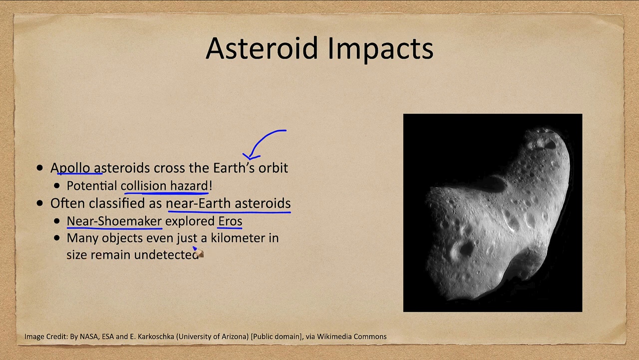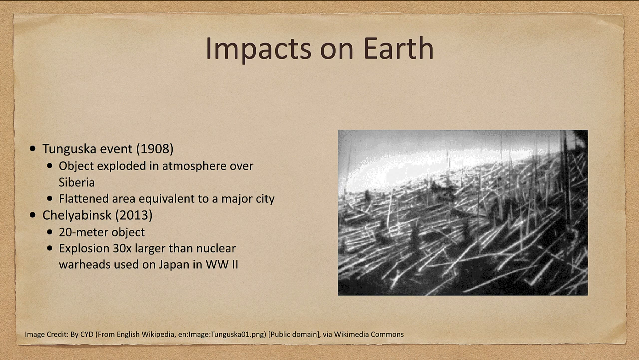But there are many objects, even just a kilometer in size, that remain undetected. And remember that even something a kilometer in size could do very significant local damage to the Earth if it were to strike. Now, one example of that is, and we've looked at this previously as well, was the Tunguska impact. And that was in 1908, where an object exploded in the atmosphere over Siberia and flattened an area equivalent to a major city. More recently, we had the impact in Chelyabinsk, and that was in 2013.